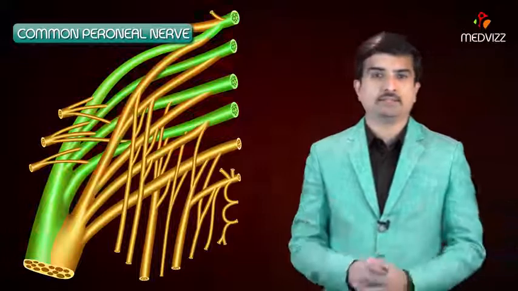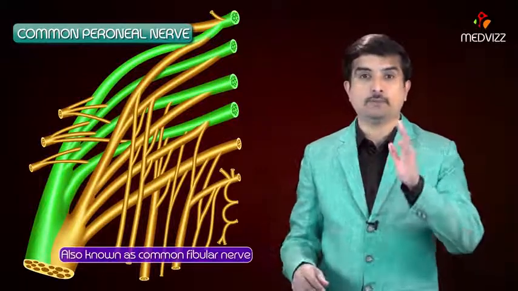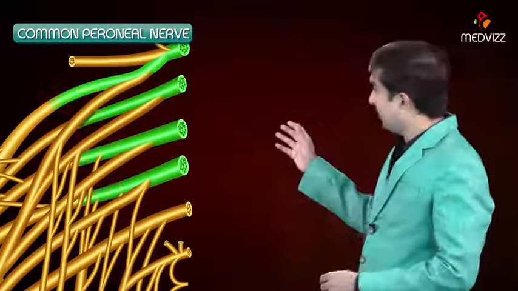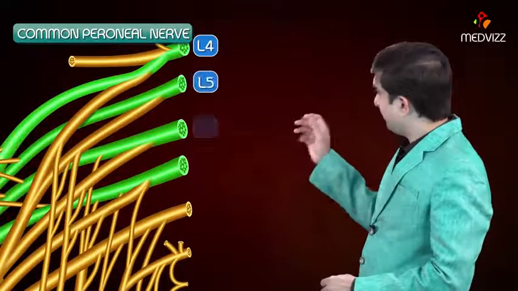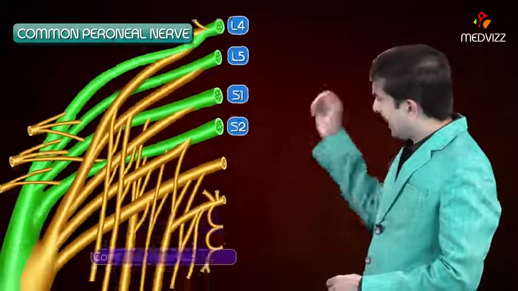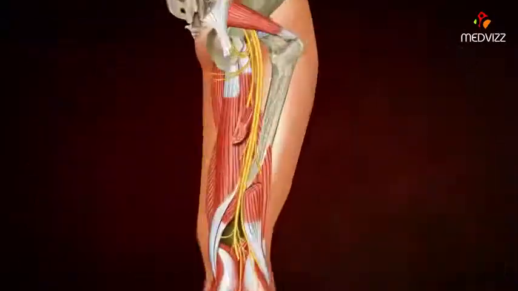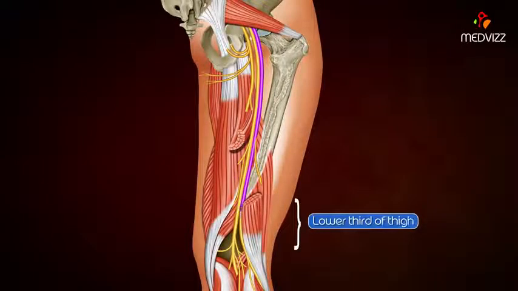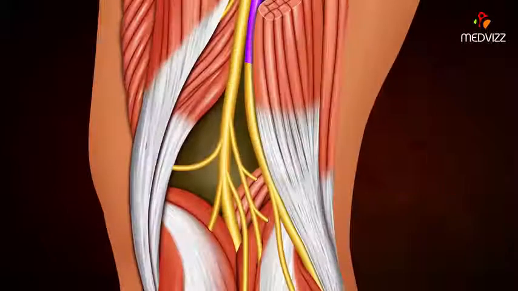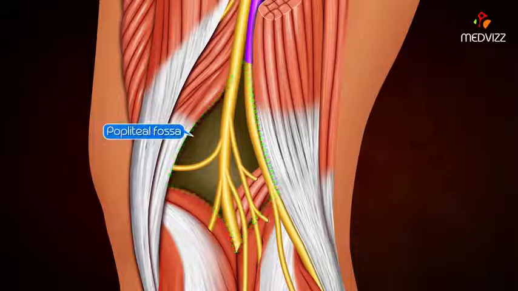Common peroneal nerve. The common peroneal nerve is also known as the common fibular nerve, and it is derived from the ventral rami of L4, L5, S1 as well as S2, and it is a component of the sciatic nerve. It arises in the lower third of the thigh, just above the popliteal fossa, which you can see over here.